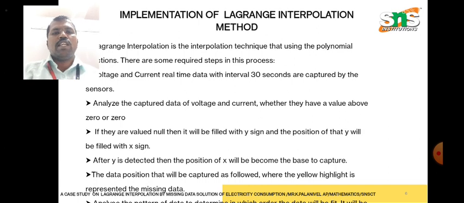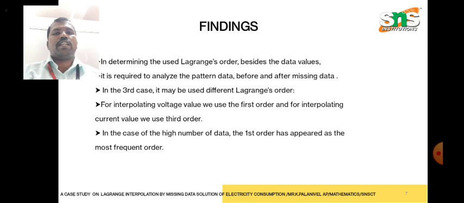If they are valued null, then it will be filled with the y sign and the position of that y will be filled with the x sign. After y is detected, then the position of x will become a base of capture. The data position that will be captured is as follows, where the yellow highlight represents the missing data.